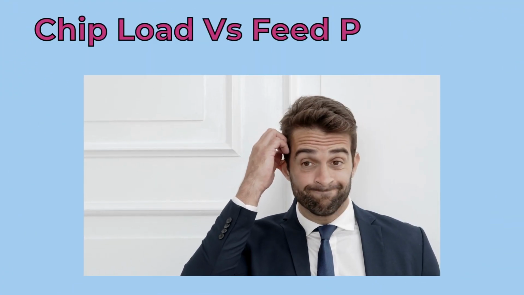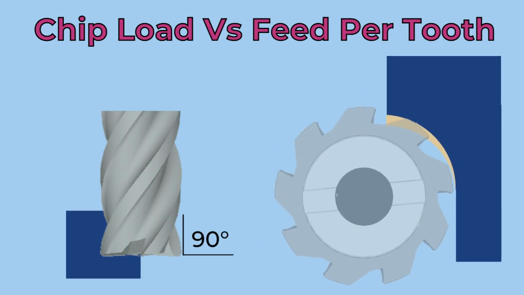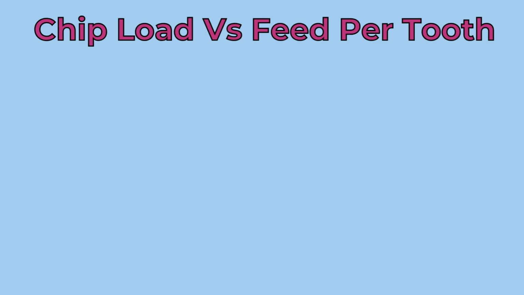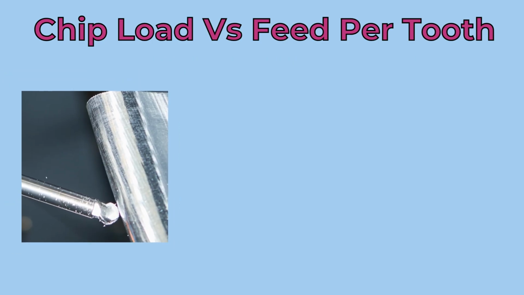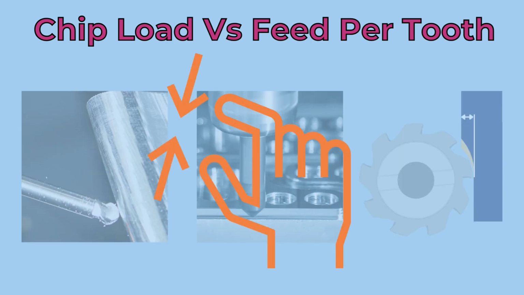So, what is the confusion? In the most common scenario, when using a 90-degree milling cutter with a radial depth of cut larger than the cutter radius, the chip load is equal exactly to the feed per tooth. But they are not the same in other cutter geometries. In ball nose and chamfer cutters, or when the radial depth is smaller than the radius, the chip load is always smaller than the feed per tooth.